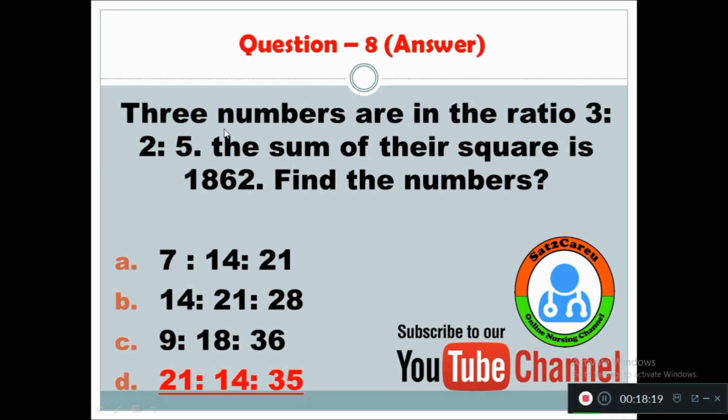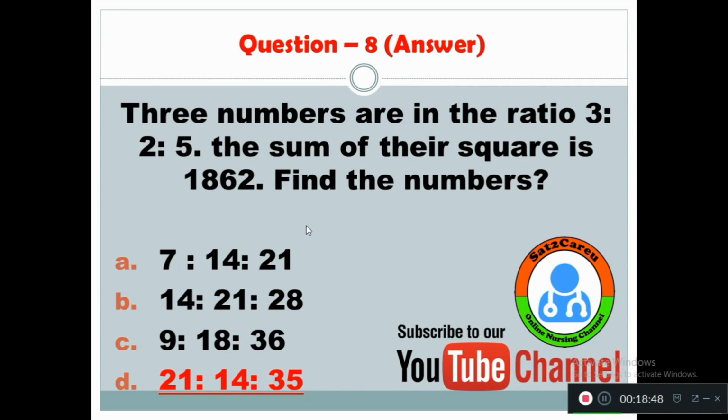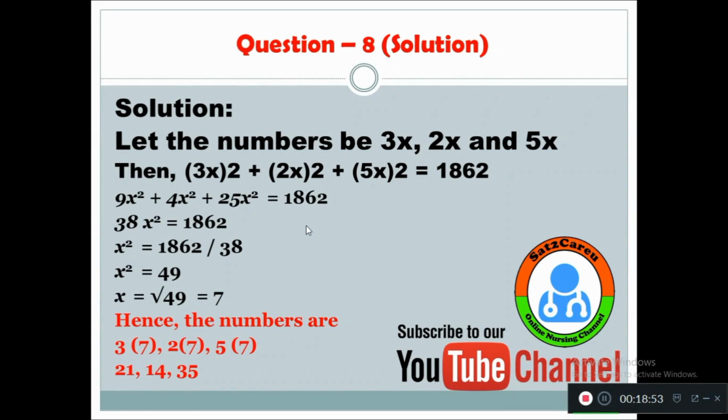So read the question. Three numbers are in the ratio 3 is to 2 is to 5. The sum of their squares. So you take this x, y, z or a, b, c, the squares. The sum of the squares will give 1862. Let's see the solution. Let the numbers be 3x, 2x and 5x. Why we are saying 3x, 2x, 5x? Because the numbers in the ratio given here is 3 is to 2 is to 5. So the numbers are written like that, 3x, 2x and 5x.